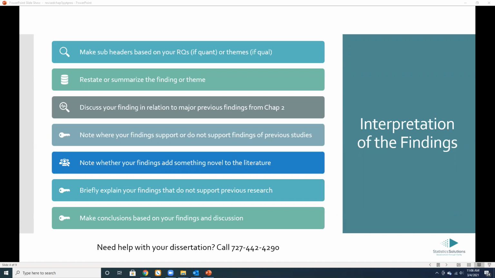If you're doing a qualitative study, organize the section by your themes. So have subsections for each theme. Theme number 1, here's what I found. Summarize the finding, and then pull major findings in from your Chapter 2, your literature review, and set up a discussion, noting whether your findings support, don't support, or add something new.